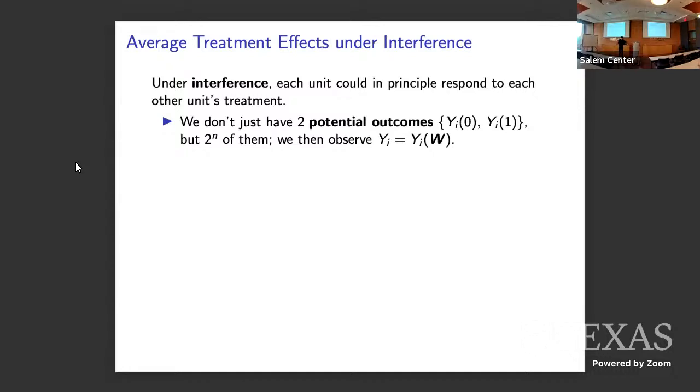Now, in a general potential outcomes model, there aren't just two potential outcomes for each person. In principle, my outcome could depend on everyone's treatment in the room. So if there are n people in your study, there are 2 to the n potential outcomes corresponding to every possible treatment vector. And then you observe the outcome for the ith person indexed by the full treatment vector. This is a much more general setting. It's much more complicated.